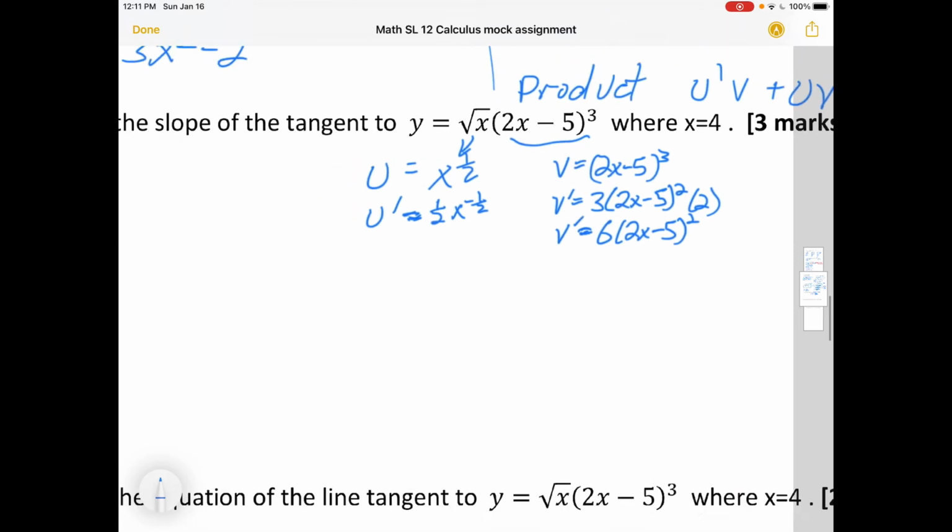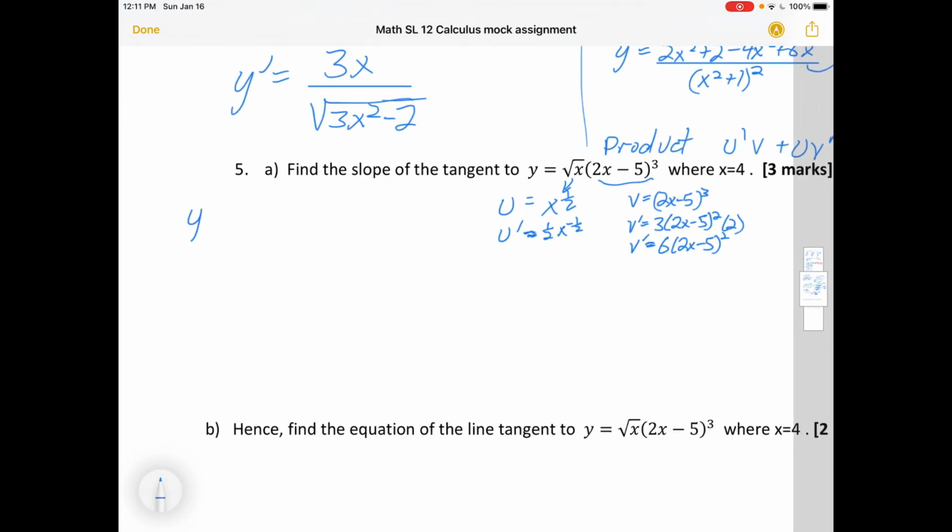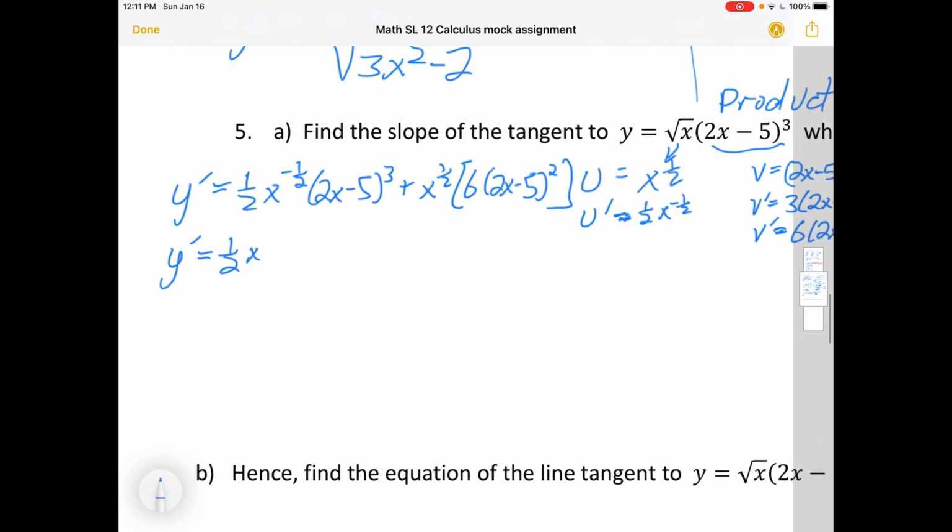Now I've got all those things defined. I can just plug into that product rule, which is u prime v, 2x minus 5 all cubed, plus u v prime, 6 times (2x minus 5) squared. You could make it a little nicer if you wanted to, but since we're just going to sub in, it doesn't really matter how far you simplify it. So I might call this 6 x to the half times (2x minus 5) all squared.